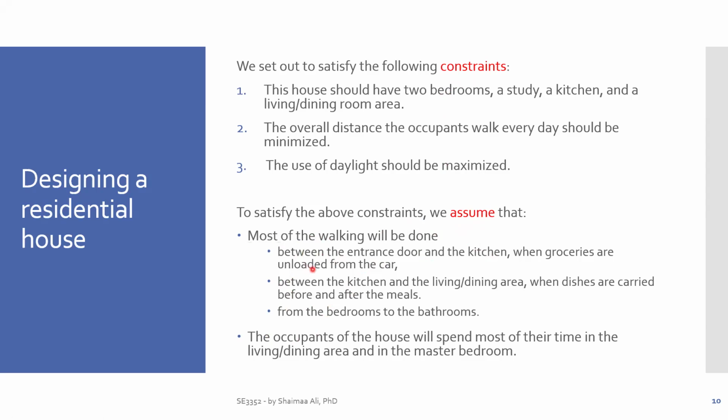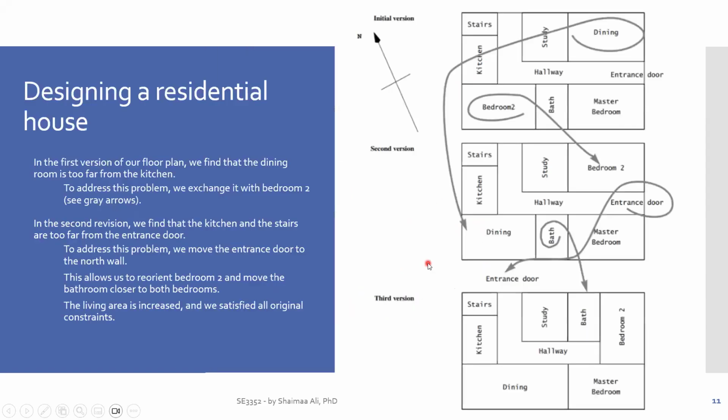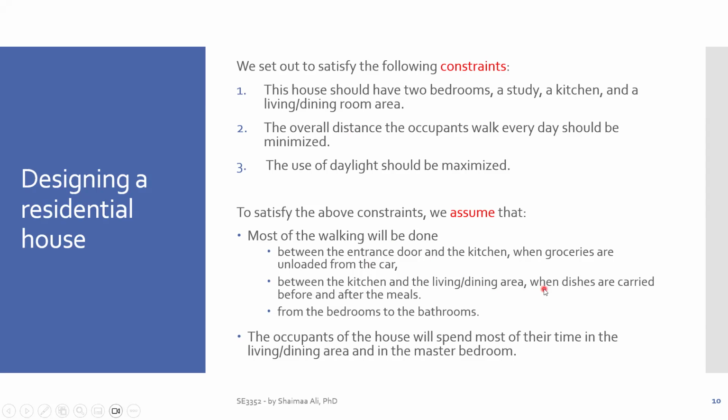For example, most of the walking will be done between the entrance and the kitchen, between the kitchen and the living or dining area, and between the bedroom and the bathroom. So this is kind of an assumption based on the general usage of any residential house. Another assumption might be that the people in the house would spend most of the time in the living or dining area. That's an assumption based on the general usage of this kind of system.